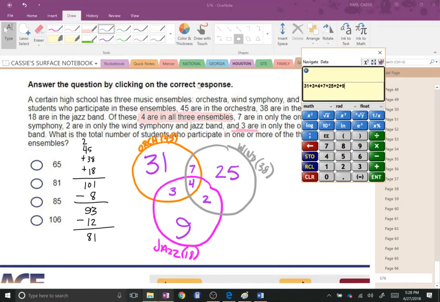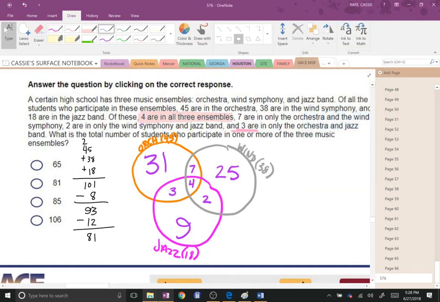All right, 31 plus 3 plus 4 plus 7. I got everything in the orange. Plus 25 plus 2. So now I've got everything in the gray. Plus 9. Yes. Enter. And that's 81. So you can do it either way, and they both work equally as well.